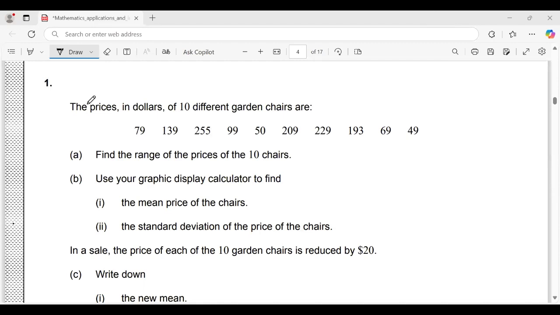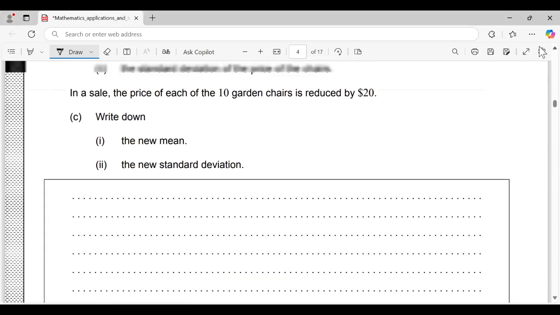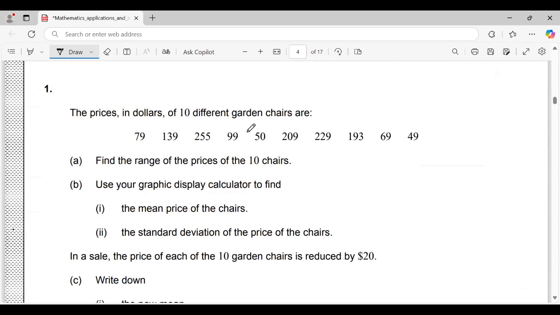Number one, the prices in dollars of 10 different garden chairs are, that's the data. Find the range of prices of the 10 chairs, right? So we need to check first which one is the greatest and which one is the smallest. The greatest is 255, and the smallest is 49.